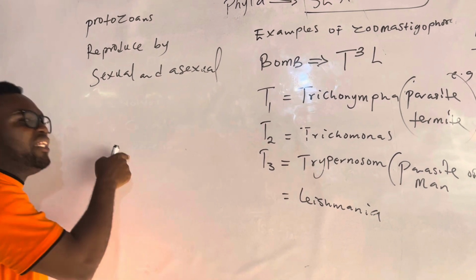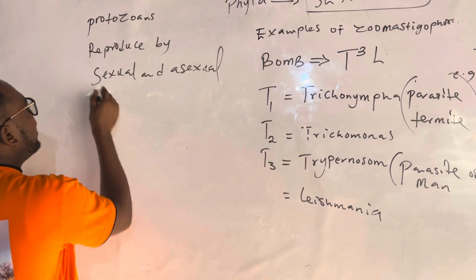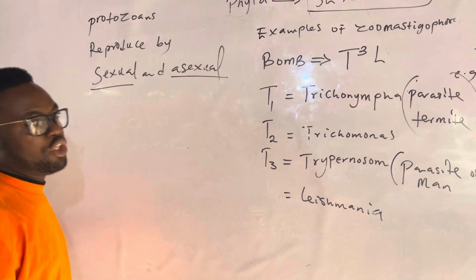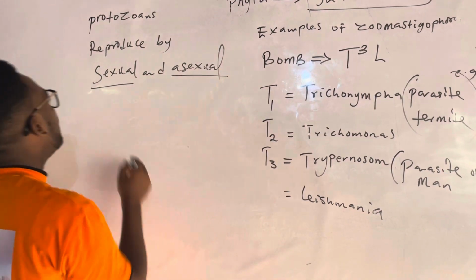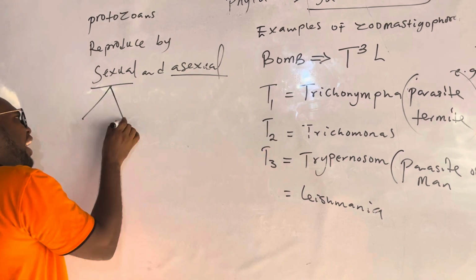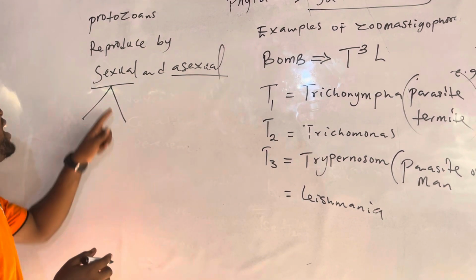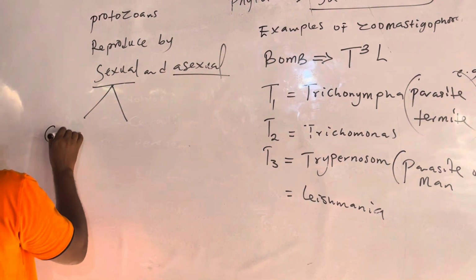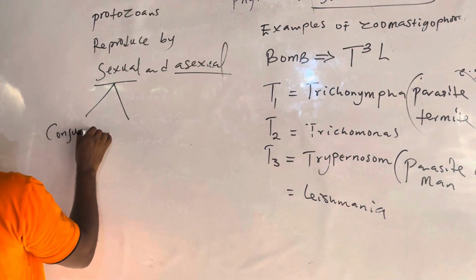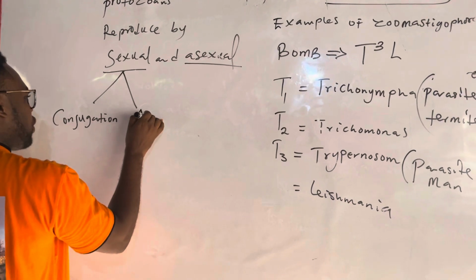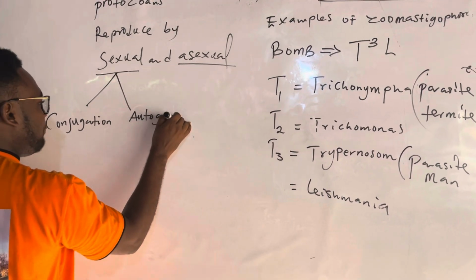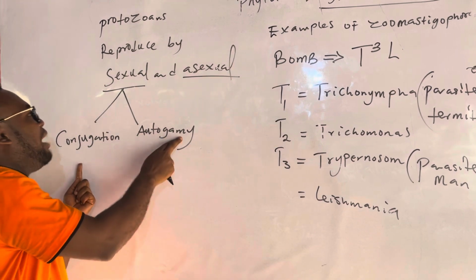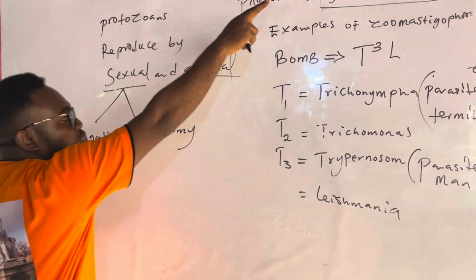And I promise that in this next video, I'm going to tell you the sexual and the asexual mode of reproduction we have in protozoans. For sexual, if protozoans want to carry out sexual reproduction, they do so by either carrying out what is called conjugation, or they carry out what is called orthogamy. So conjugation or orthogamy, sexual reproduction in protozoans.